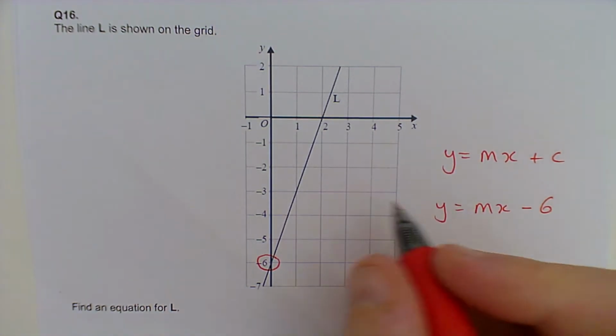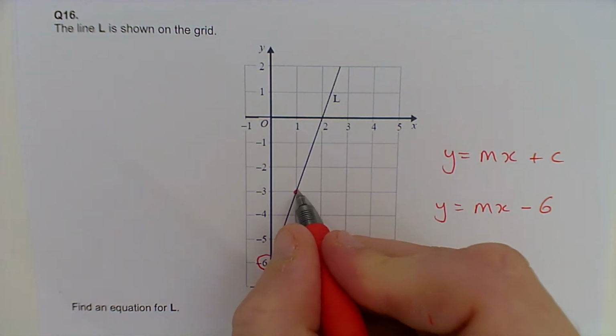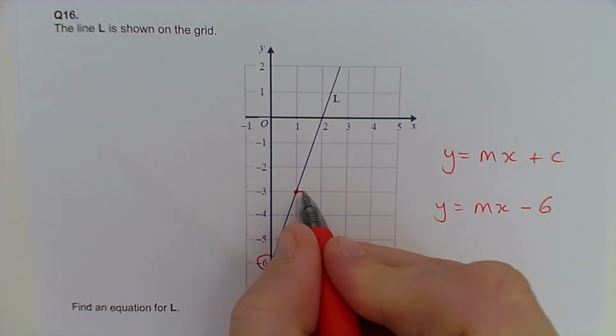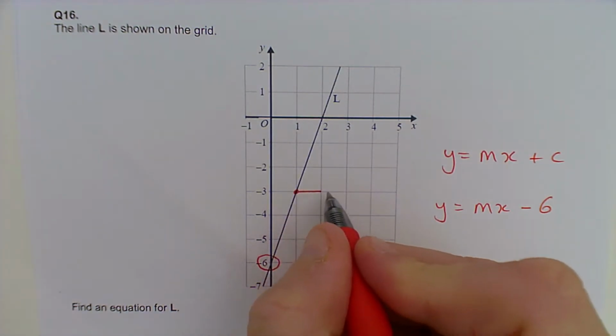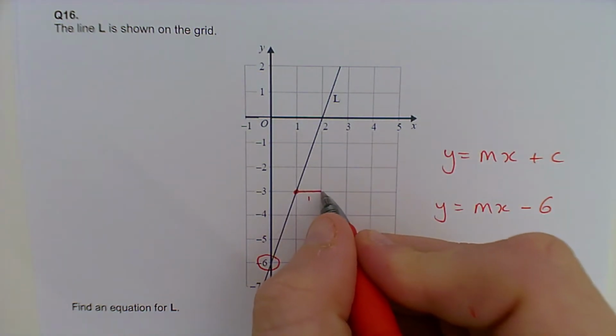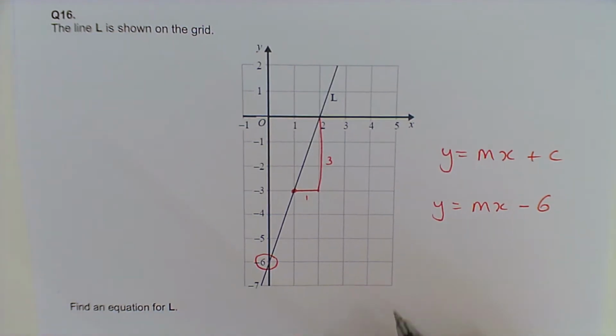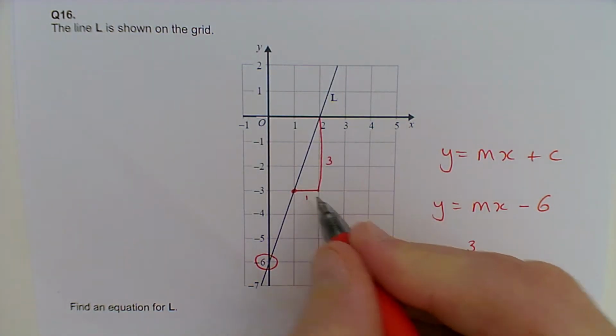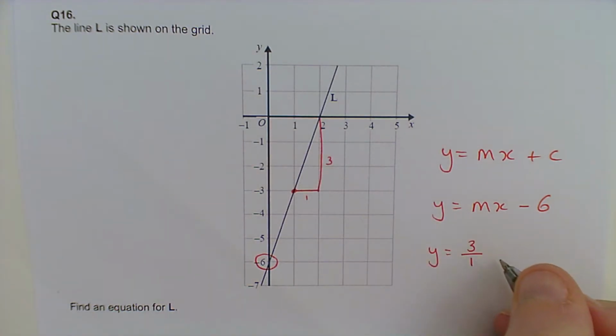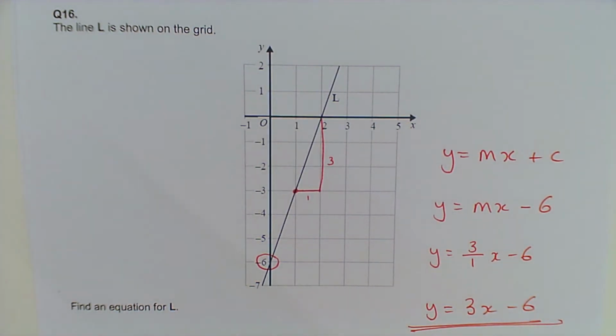Now I've got to find the gradient. Well, I find a point that I like the look of, so this is a good point here. I go 1 across, and I see if I can get up and hit my graph, and I can. So if I go 1 across, I would have to go 3 squares up. So because I've gone 1 across and 3 up, it means my gradient is 3. So my gradient is 3 over 1, dy by dx, y over x, minus 6. So my final answer would be 3x minus 6.